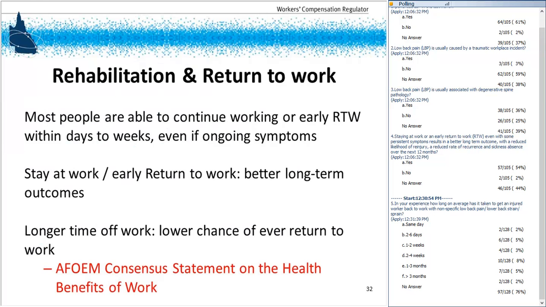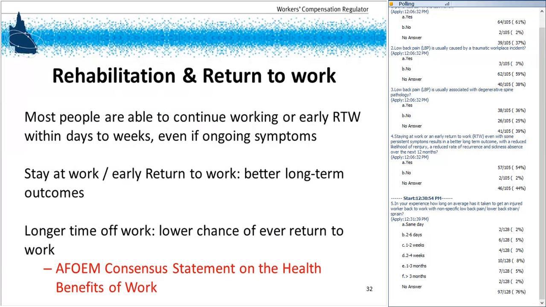Right, that's really interesting. Gosh, more than 50% of participants reported that on average, it takes more than 2 weeks for workers to get back to work with low back pain. Look, I've touched on treatment issues, but obviously it doesn't occur in isolation. It should occur in parallel with a return to work. And most people with non-specific low back pain are able to continue working or return to work within a few days or at most weeks, despite persistent symptoms.